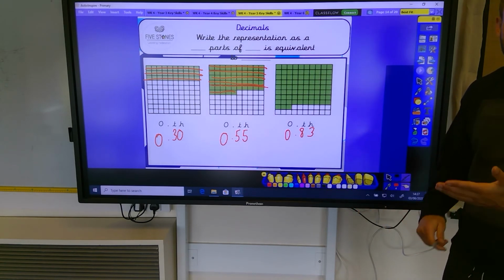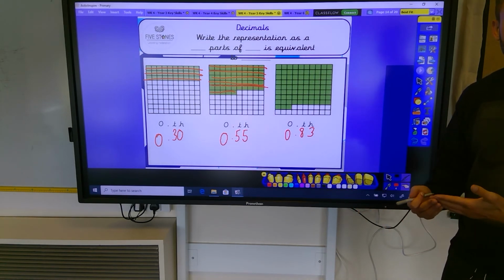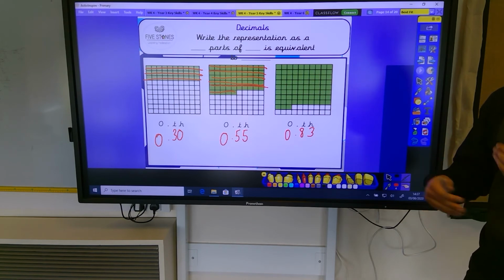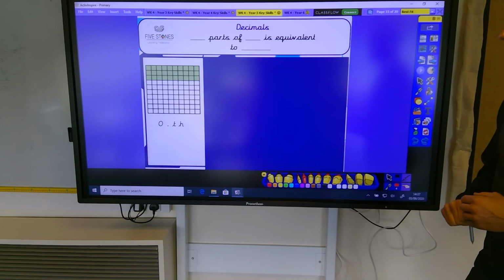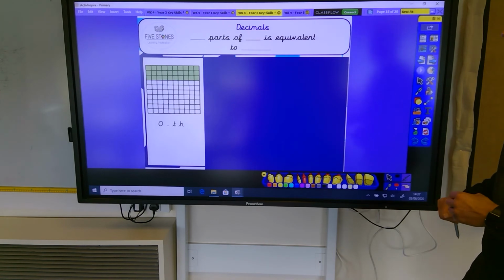Just the same as saying 8 tenths and 3 ones, 83. Okay, no difference, just the unit is smaller that we're working with. So again, decimals.